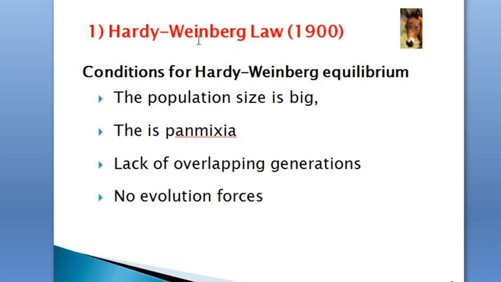The Hardy-Weinberg law states that for a population that is in equilibrium, the frequency of alleles and genes remain constant from one generation to the next if the following conditions are gathered. Firstly, the population size must be big enough. Secondly, there should be random mating. Thirdly, there should be a lack of overlapping between generations, that is, the generation of parents is fully replaced by the generation of offspring during reproduction. And finally, there should be no evolution forces, that is migration, mutation, and selection.